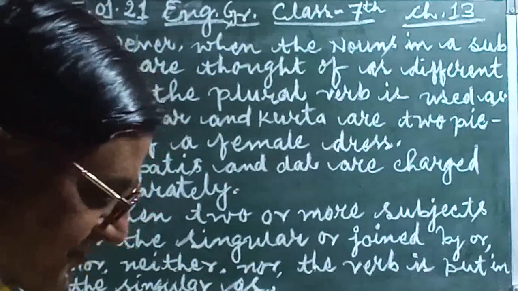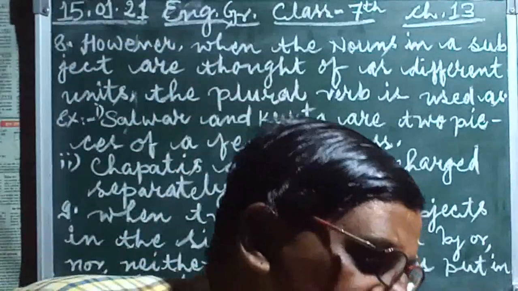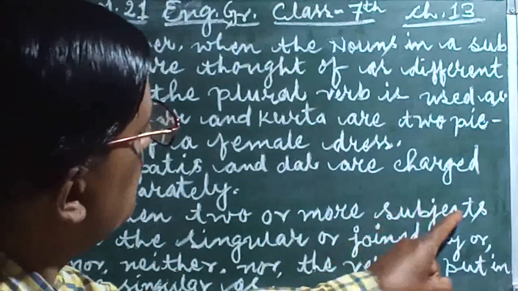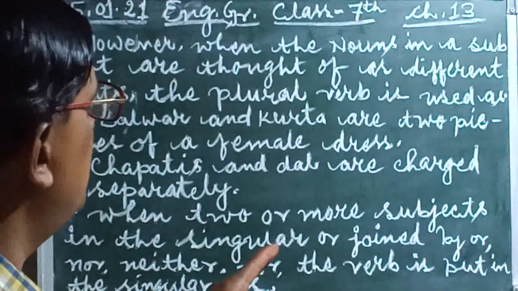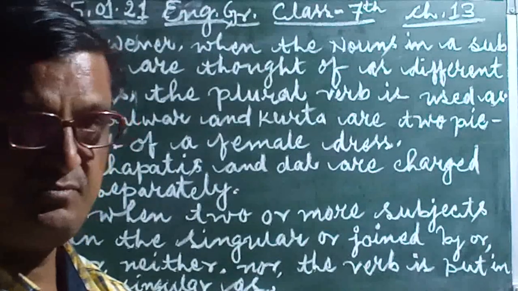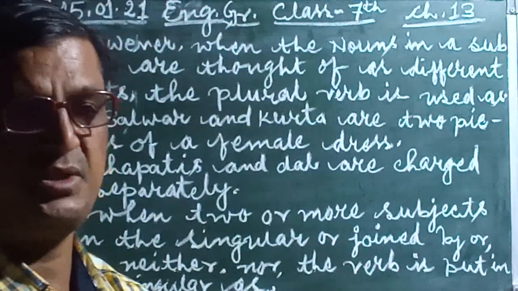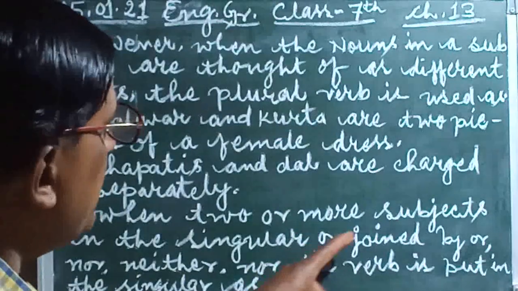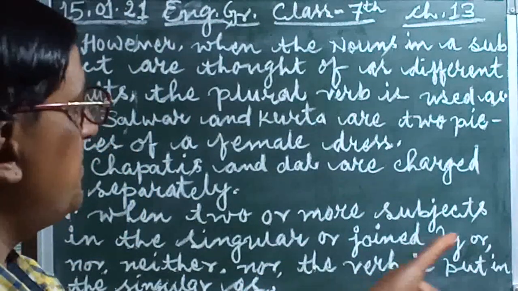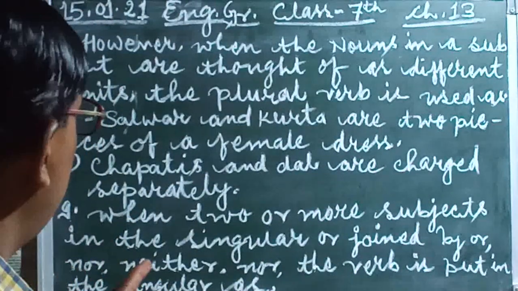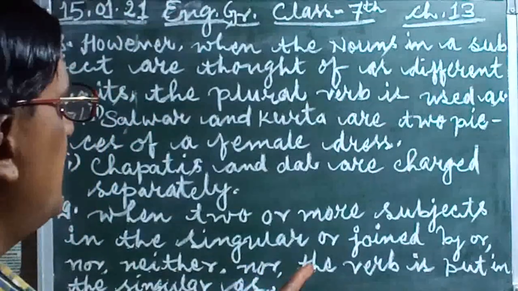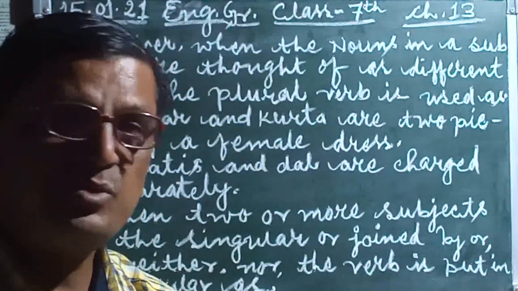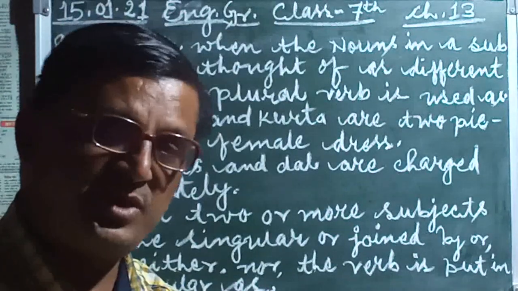Ninth number I am taking, children. In ninth number, this is given: when two or more subjects in a sentence are in singular form, or joined by or, nor, either, neither, nor, the verb is put in the singular form, not in a plural form. We use the verb in singular form.